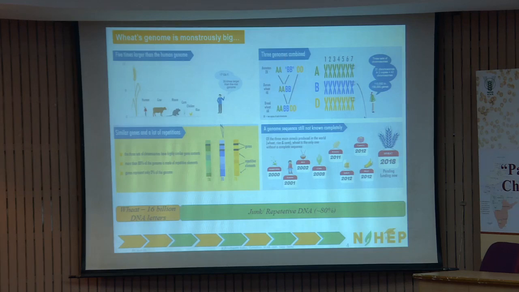If you look at the three genomes individually, it has 7 homolog chromosomes here, in durum wheat we have 14, and in hexaploid we have 21. If you consider the rice genome, it is 419 MB and has nearly 50,000 genes. But the wheat genome is 17 billion DNA letters, 17 GB, and it gives only 150,000 genes. That's the kind of variation we have in the coding sequence and repetitive sequences.